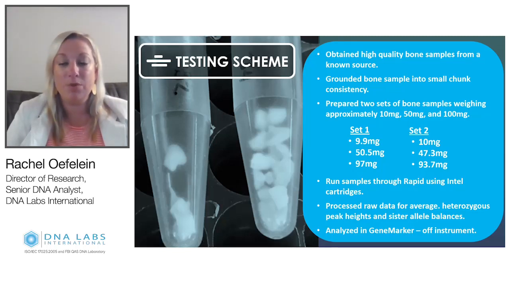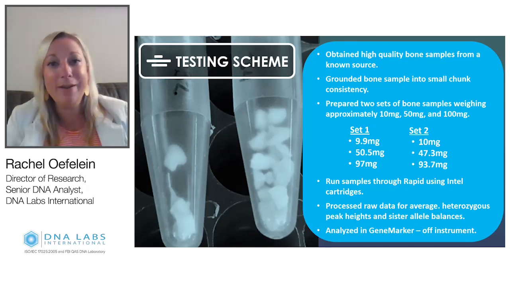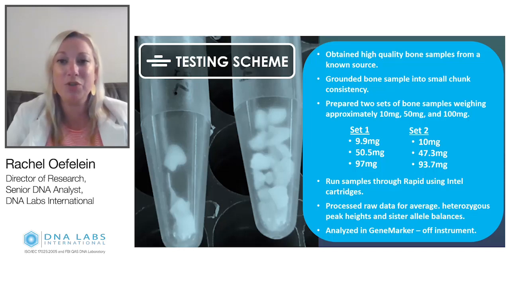We ground the bone sample into a small chunk consistency. For those of you that are wondering what the heck is a small chunk consistency, don't worry. I've got a slide for you coming up that I'm going to explain. And we prepared 2 sets of bone samples weighing approximately 10, 50, and 100 milligrams.